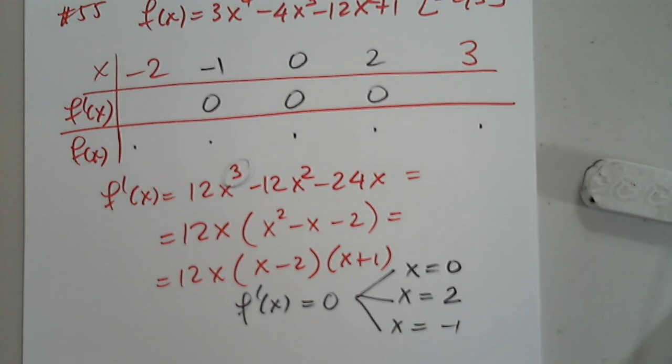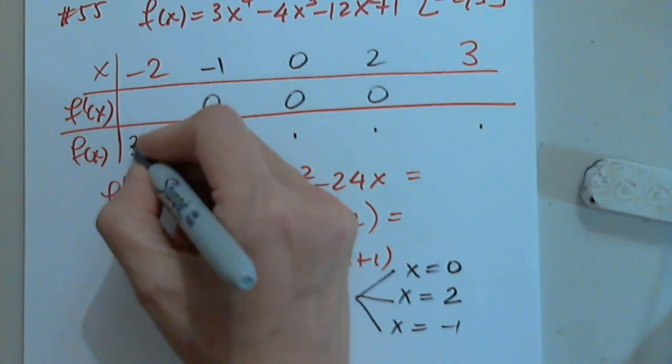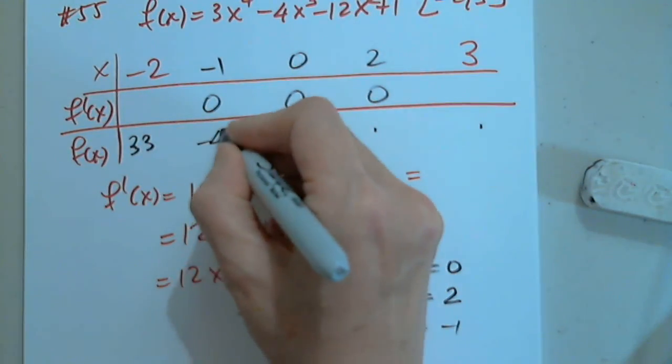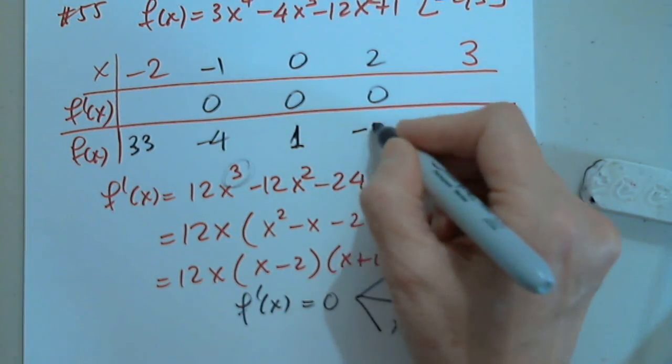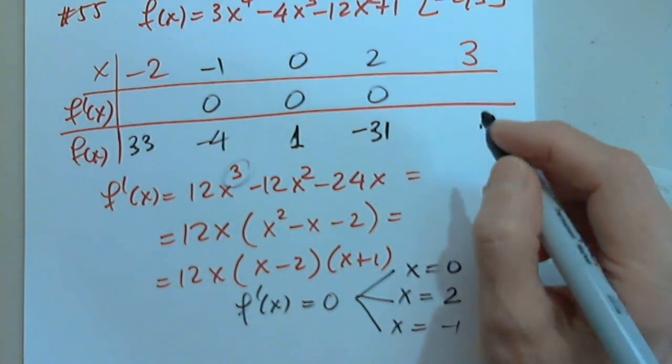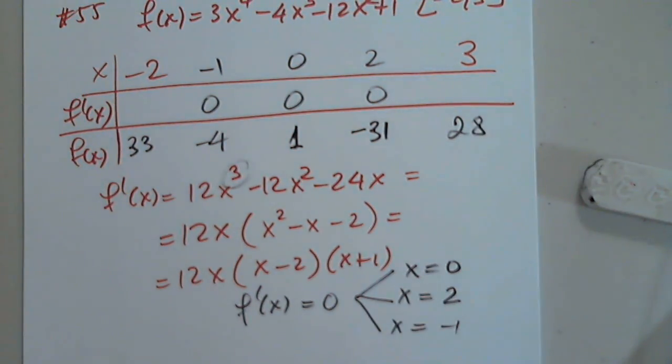And I want -2. I want -1. I want 0. I want 2. I want 3. Okay. So for -2, 33. For -1, -4. For 0, 1. For 2, -31. And for 3, 28. Perfect. I'm going to stop sharing.